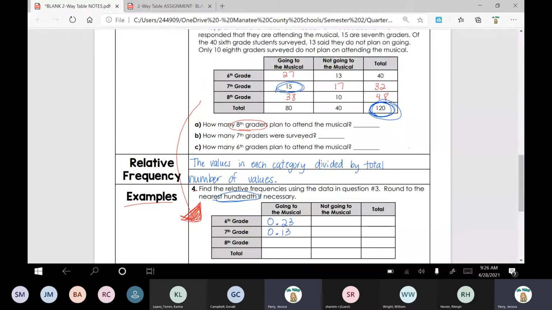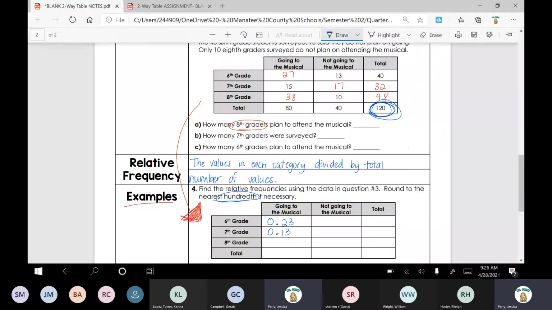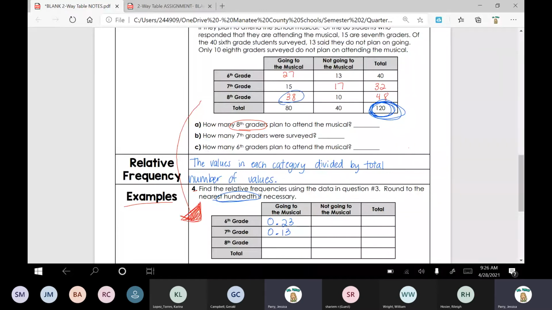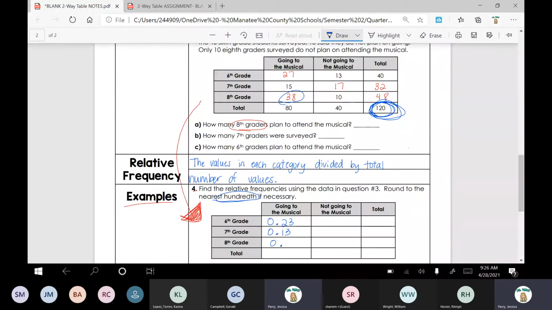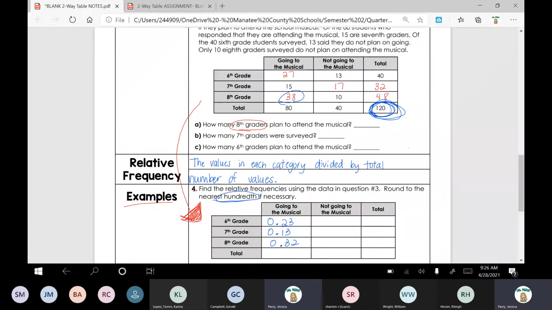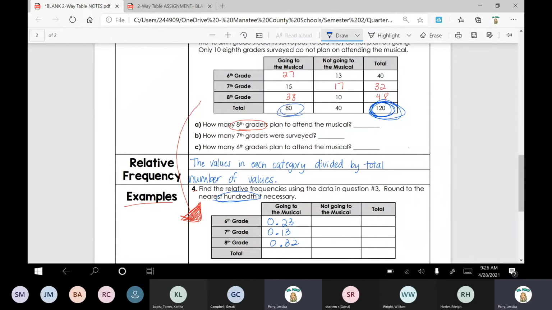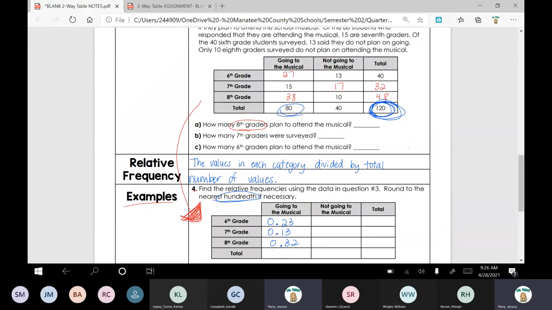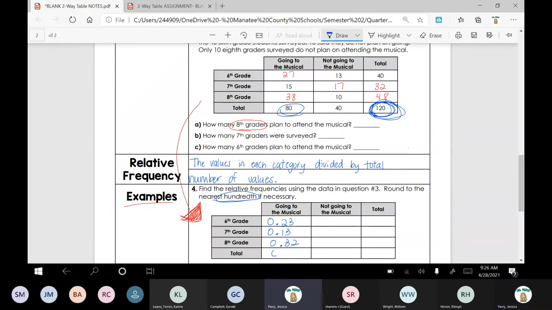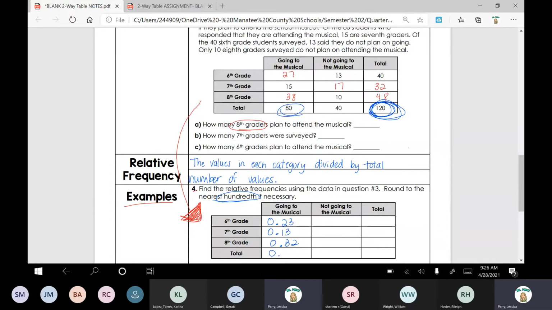And then you just keep on going following that same pattern. You always divide by the number in the bottom right corner. So for my next one, 38 divided by 120, you get 0.32. And my last one here, 80 divided by 120 is 0.68.